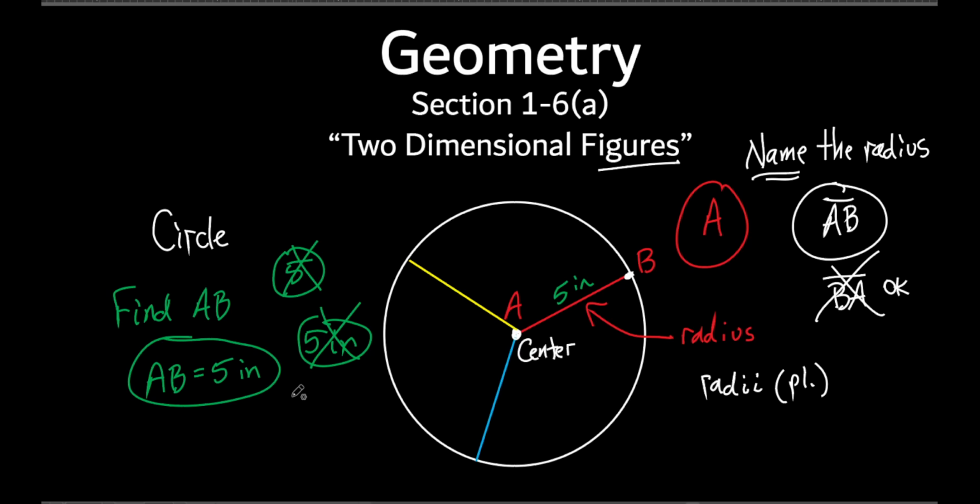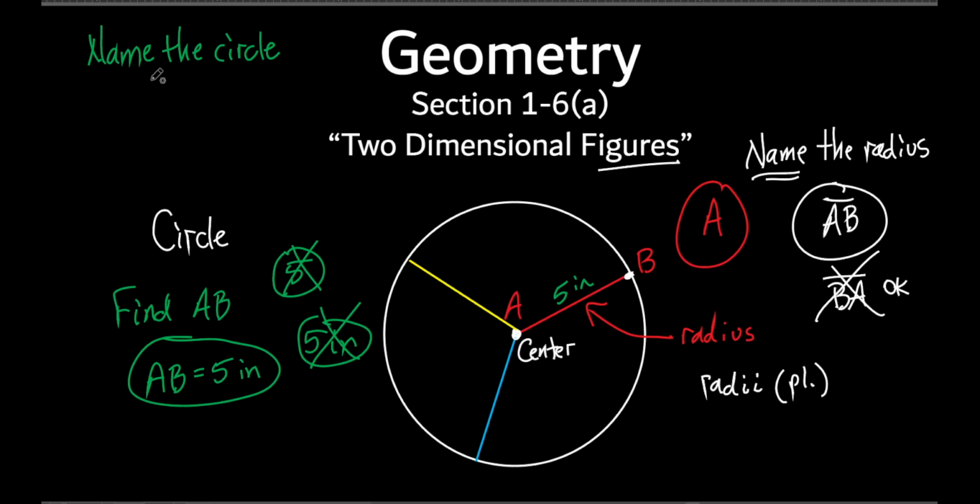One more thing. What was the name of this circle? I didn't even tell you that. What's the center of the circle? It's A. So what if I wanted to name the circle? It would be circle A. Right. We use the center. The center is really, really important on a circle. Okay, so we use the letter A.